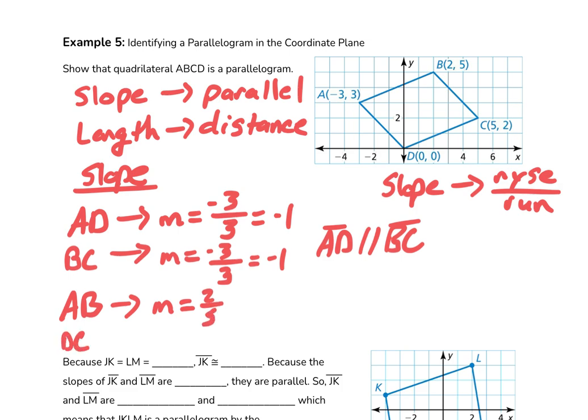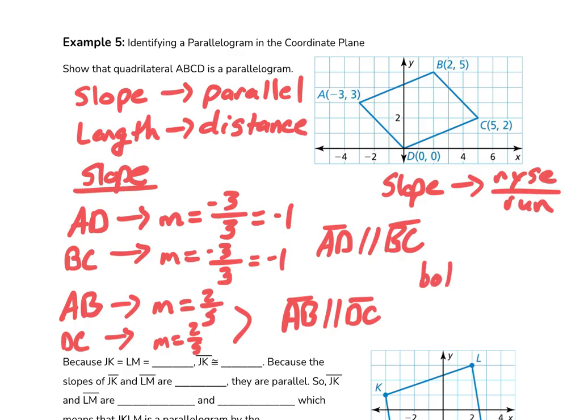To go from D to C, we're going to go up 2 over 5. So now we've proven that AB is parallel to DC. So here what we would say is both pairs of opposite sides are parallel.